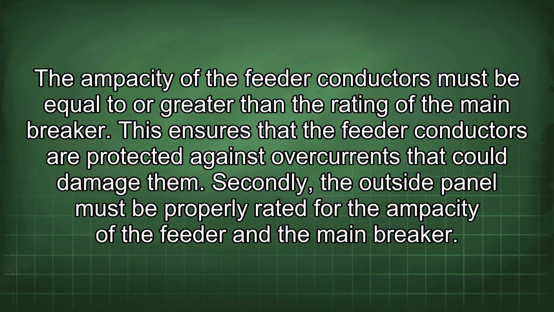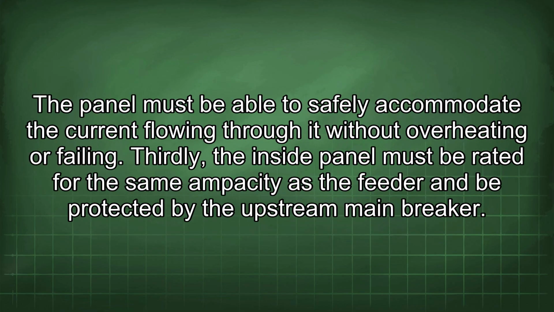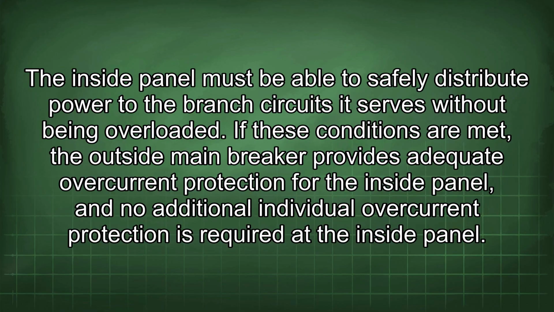Secondly, the outside panel must be properly rated for the ampacity of the feeder and the main breaker. The panel must be able to safely accommodate the current flowing through it without overheating or failing. Thirdly, the inside panel must be rated for the same ampacity as the feeder and be protected by the upstream main breaker. The inside panel must be able to safely distribute power to the branch circuits it serves without being overloaded. If these conditions are met, the outside main breaker provides adequate overcurrent protection for the inside panel, and no additional individual overcurrent protection is required at the inside panel.